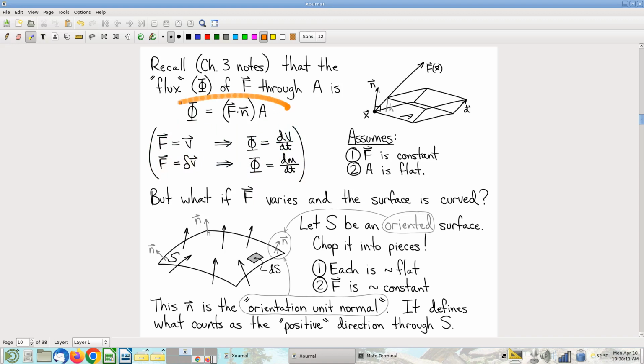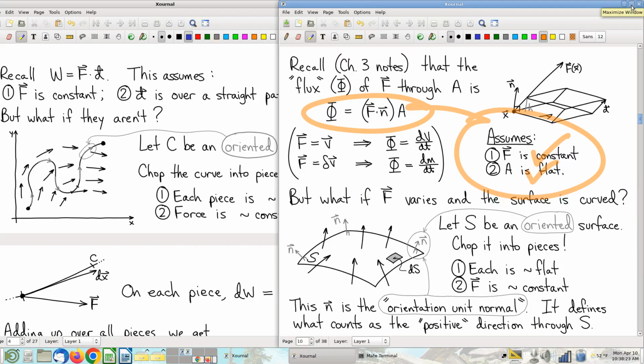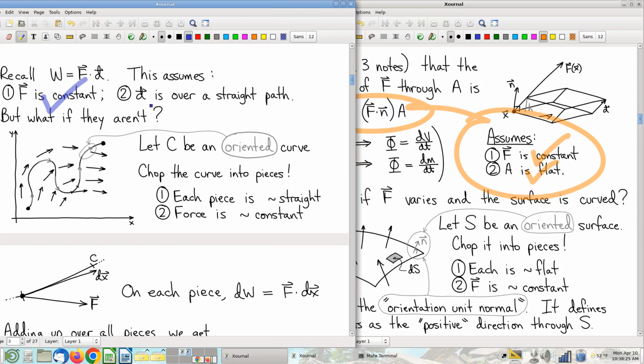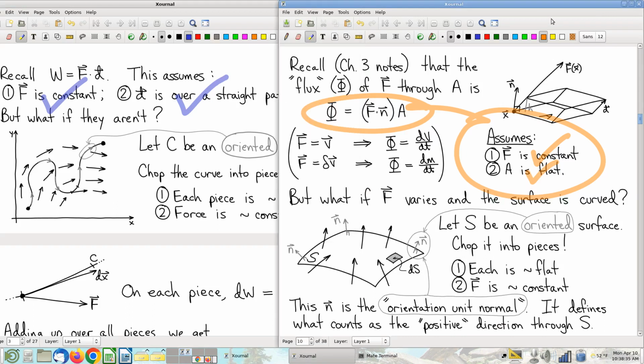Okay, so great formula, but it does make certain assumptions. Again, it assumes that the vector field is constant, and it assumes that the domain over which you're computing it is flat. And I'll remind you, that's the same assumptions that we were making over here: constant vector field, flat, straight domain. Just that it was a curve, and over here it's a surface.